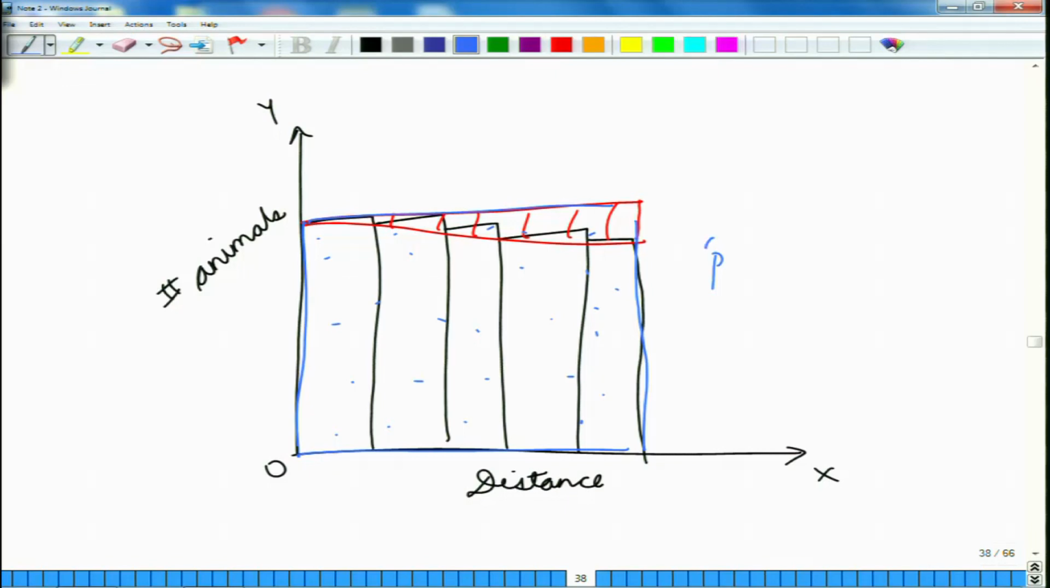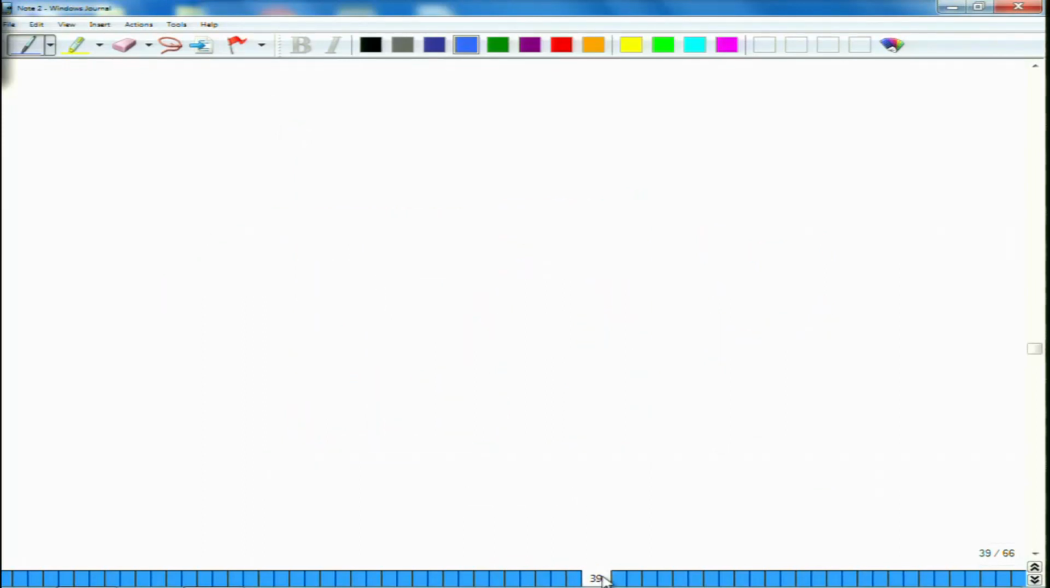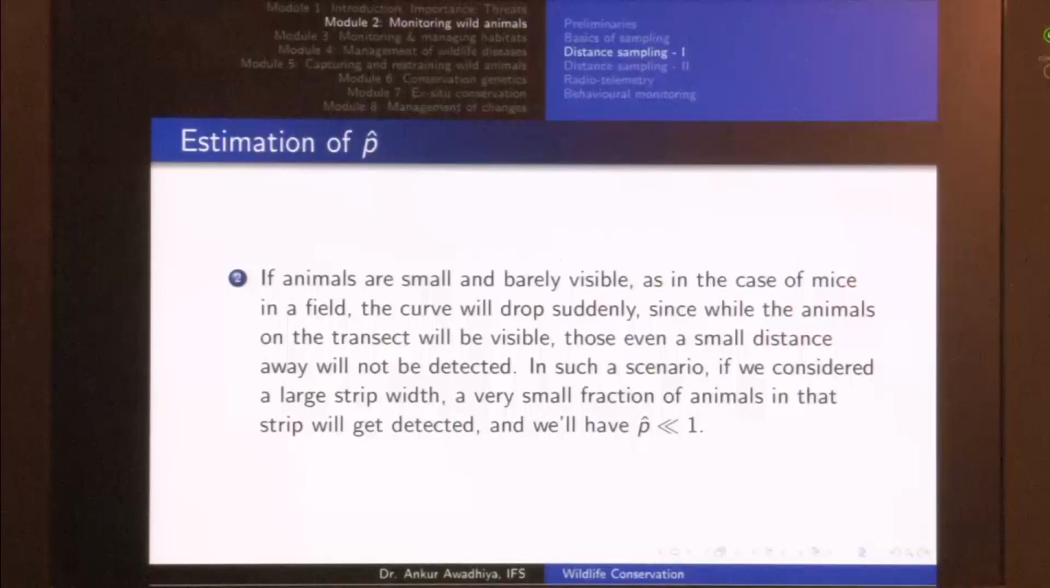So, in this case we will have p hat close to 1, or p hat tending towards 1. On the other hand, consider a situation in which the animals are barely visible. Say you are moving in a grassland and the animal you are interested in is a mouse found in that grassland. When you are walking on your transect, if the mouse is on the transect itself, you will be able to see it, but as soon as it gets into the grass, you will not be able to see it.